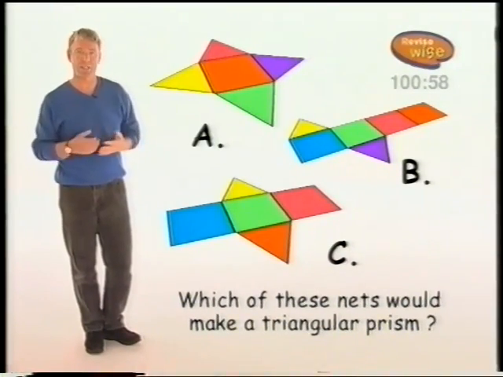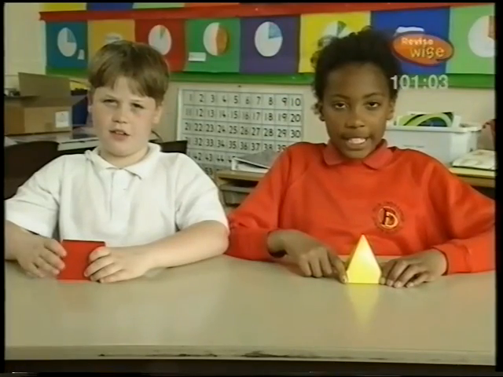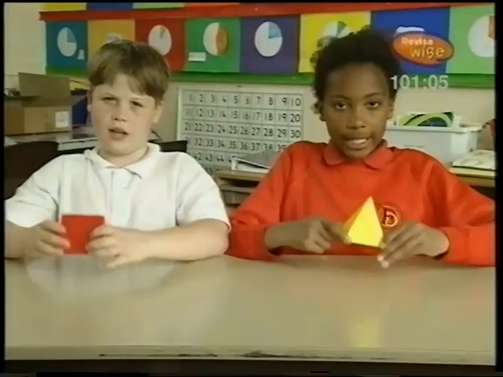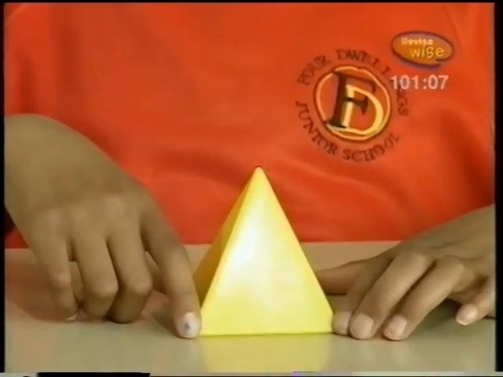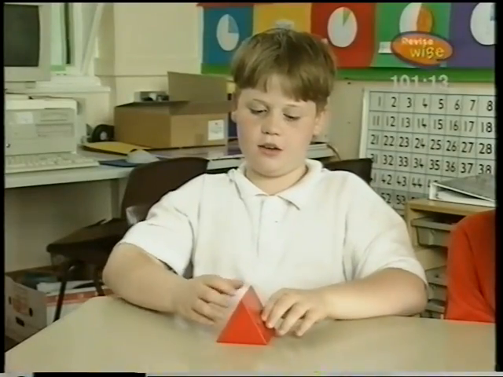Let's see if the maths team can help us with the shape we're looking for. Be sure about the difference between a pyramid and a prism. A pyramid has a base and it comes to a point. A prism is the same all the way along.